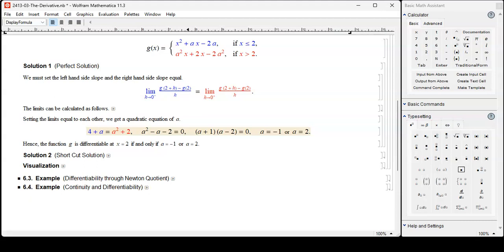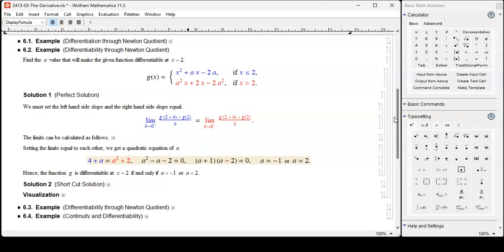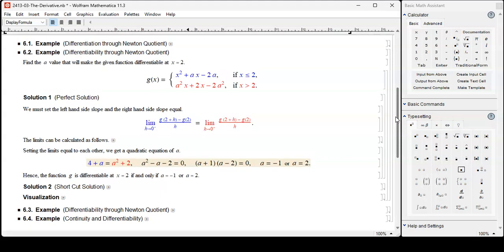So, we have a differentiable function at x equal to 2 if and only if a is -1 or a is positive 2. Otherwise, not differentiable. The derivative does not exist. They are cusps. They're all continuous, yes.